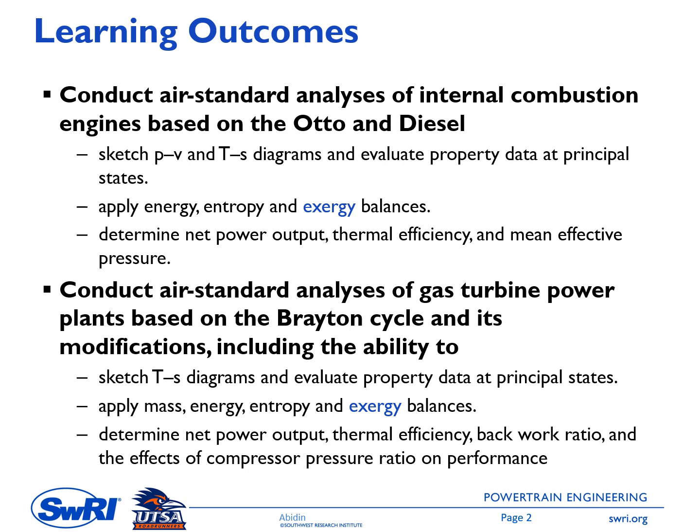So here we have an additional parameter, mass, because in the second system it is a control volume. So there will be a mass flow in and out of each component in these gas turbine power plants. And then to determine net power output, thermal efficiency, back work ratio. These parameters we know from the previous chapter, and the effects of compressor pressure ratio on performance.